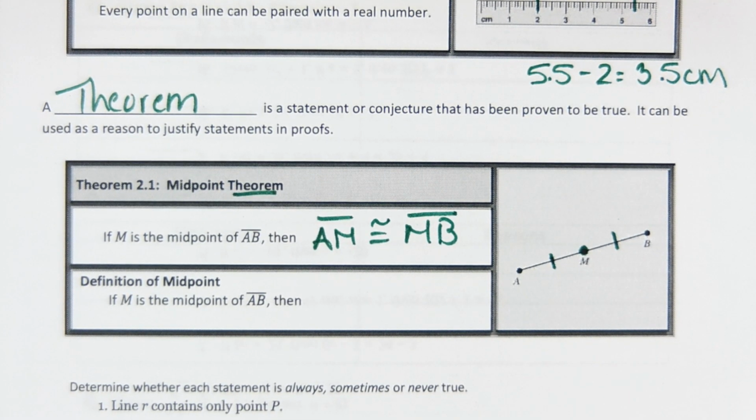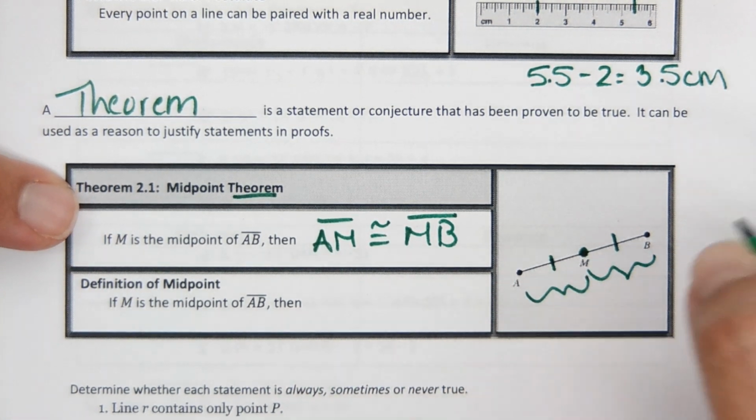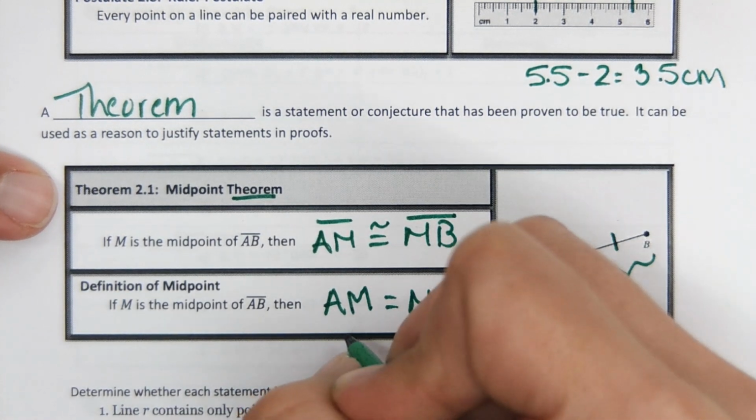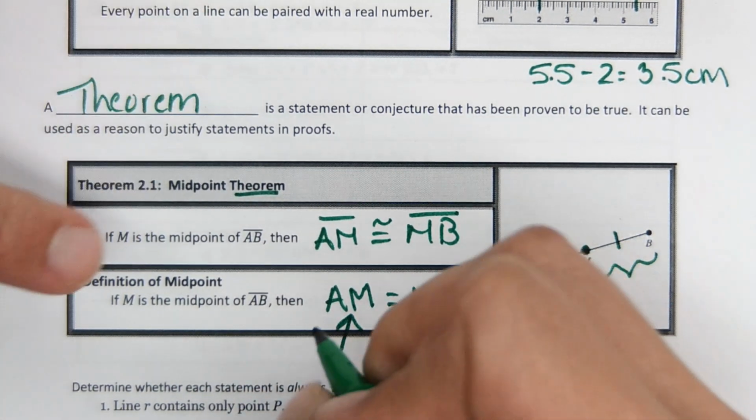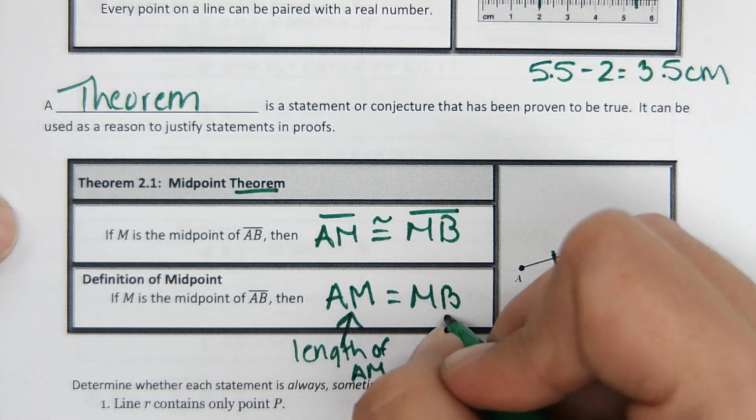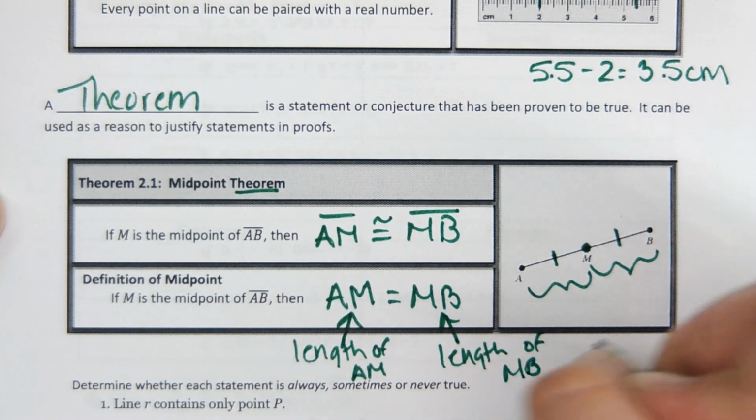And congruent means the exact same shape and size. When we say congruent, we could be talking about pentagons with a lot of different congruent parts. With a segment, though, we're just talking about the length of that segment. So we can say that AM is equal to MB in length. So when you see it right here, it's just talking about the length of AM, and this is referring to the length of MB.